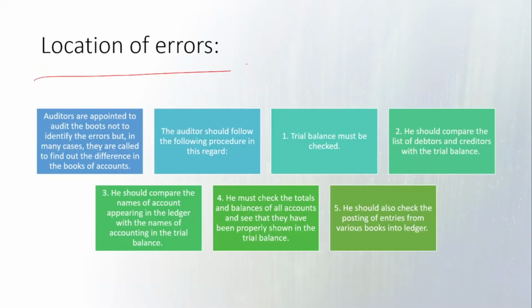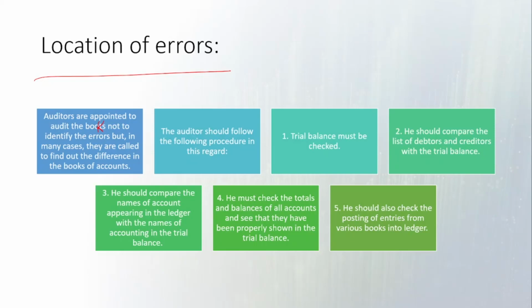Next is location of errors, meaning where can the auditor find out these errors? Auditors are appointed to audit the books, not to identify the errors, but in many cases they are called to find out the differences in books of accounts. Sometimes the balance sheet will not get tallied. Sometimes the trial balance will not show correct results. To correct all these things, the auditor may be called sometimes. So the auditor must follow certain procedures.